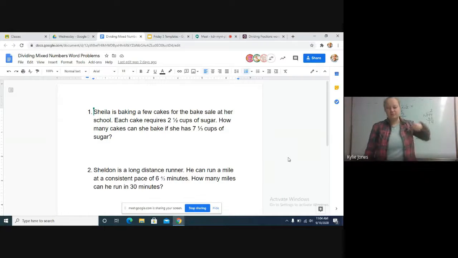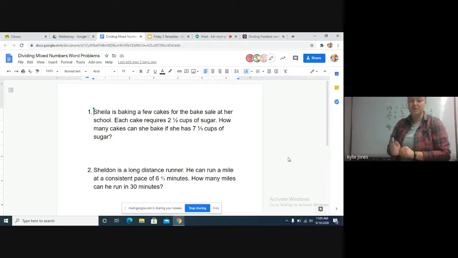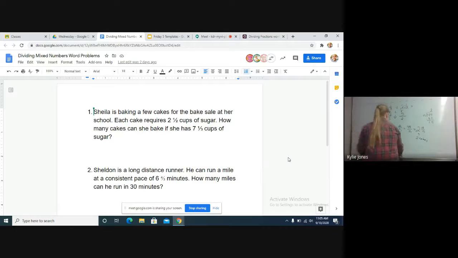Sheldon is a long distance runner. He can run a mile at a consistent pace of 6 4/5 minutes, which is quite fast. How many miles can he run in 30 minutes? So we're trying to figure out how far he can run in 30 minutes. He has 30 minutes to run, and it takes him 6 4/5 minutes per mile. It's actually a really fast mile. I don't know if you guys run miles very often, but that's a very fast mile.